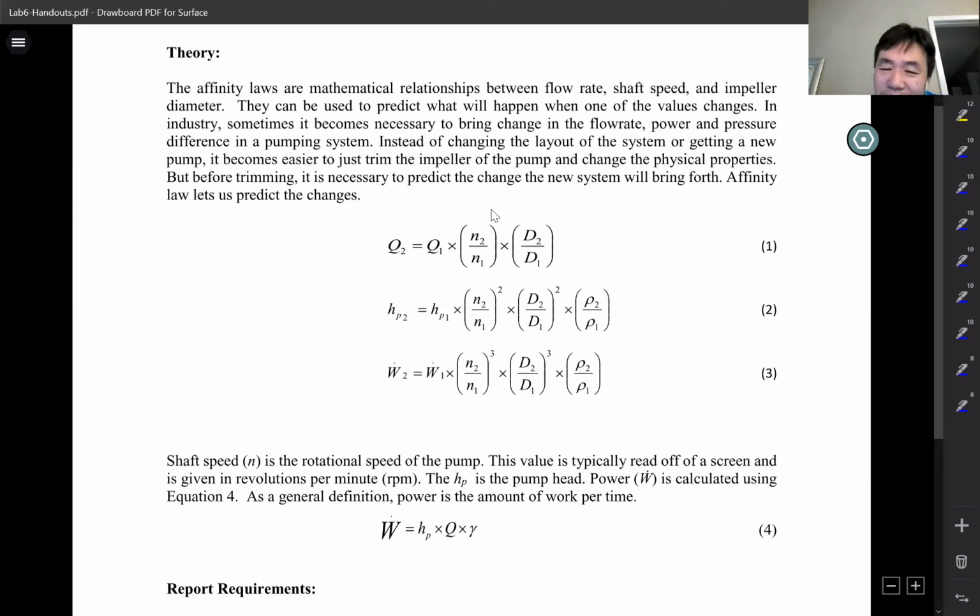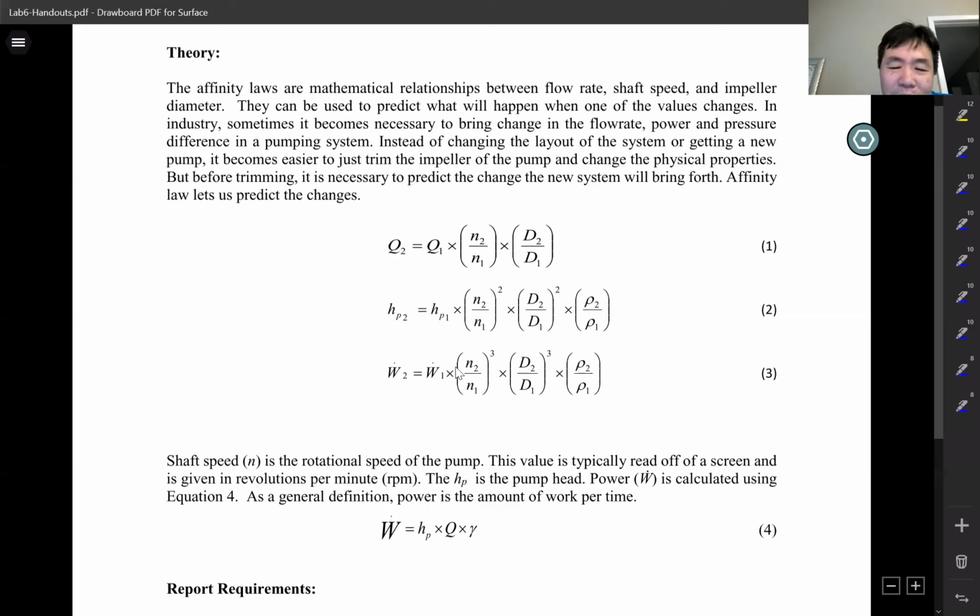So we have an RPM ratio, so you can predict your flow rate. Let's assume the first RPM is the original one, so you know the flow rate. Then when you change the RPM, you should be able to predict the new flow rate, the new pump head, and the new power.